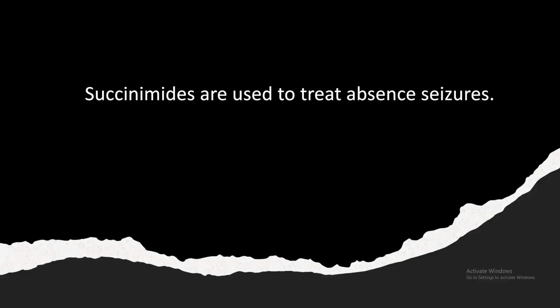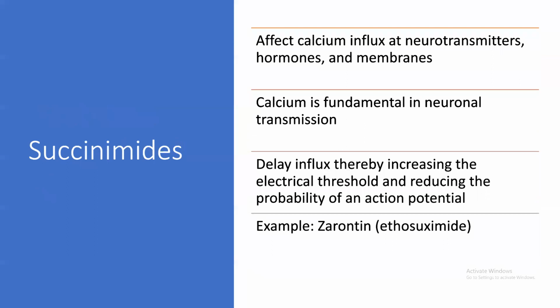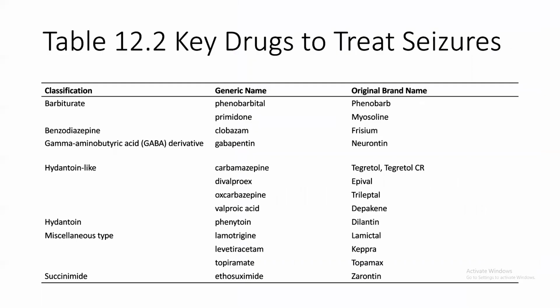The next class of drugs is the succinimides. These are used to treat the absence seizures. They affect the calcium influx, and calcium is fundamental in neuronal transmission at neurotransmitters, hormones, and membranes. They delay the influx, thereby increasing the electrical threshold and reducing the probability of an action potential. For example, Zarontin or ethosuximide.